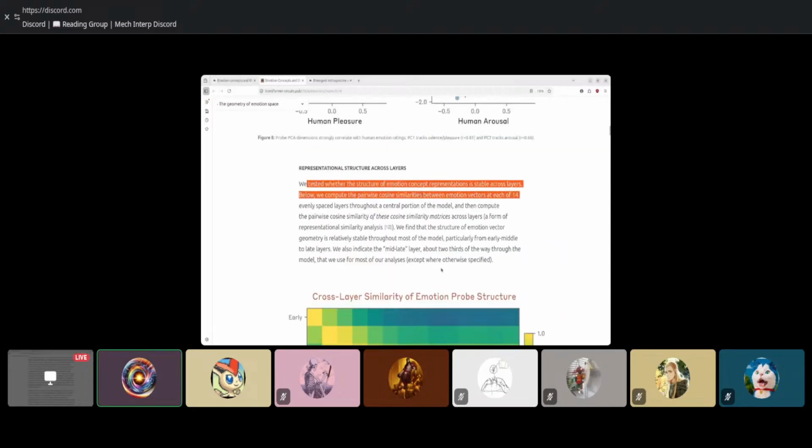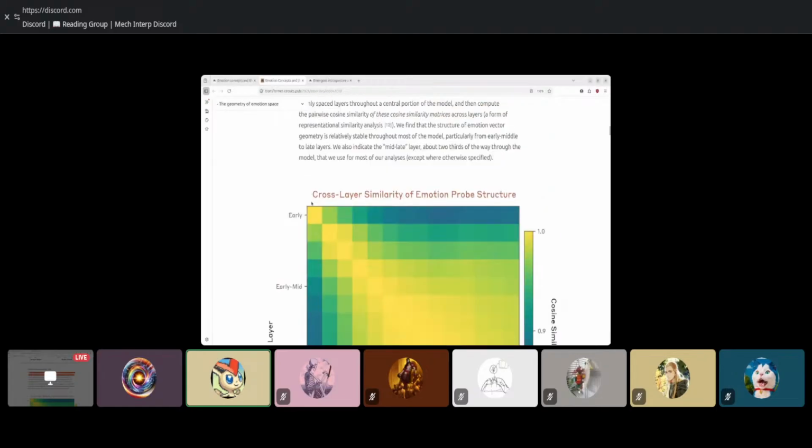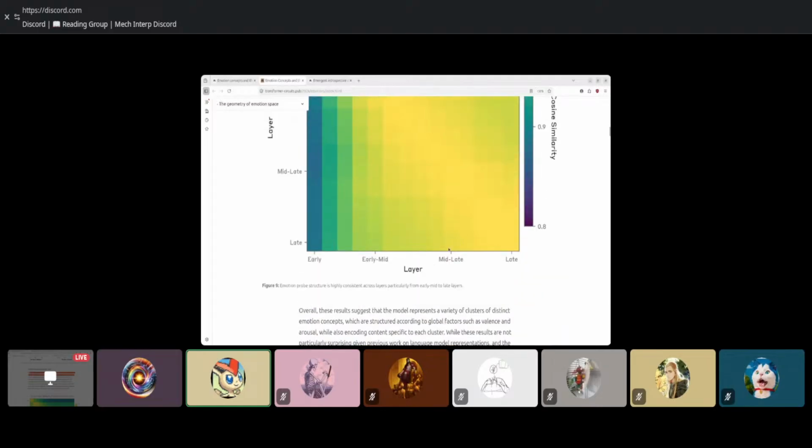What is this exactly? Emotion probe structure? So this is the pairwise similarity between emotion vectors at evenly spaced layers in a central portion of the model. If they take the emotion vectors from the different layers and then take their similarity. They are evenly spaced, so there's probably at least one layer of separation. And there are like 1, 2, 3, 4, 5, 6, 7, 8, 9, 10, 11, 12. I can't count easily because the squares are small. So Claude has 12 layers?